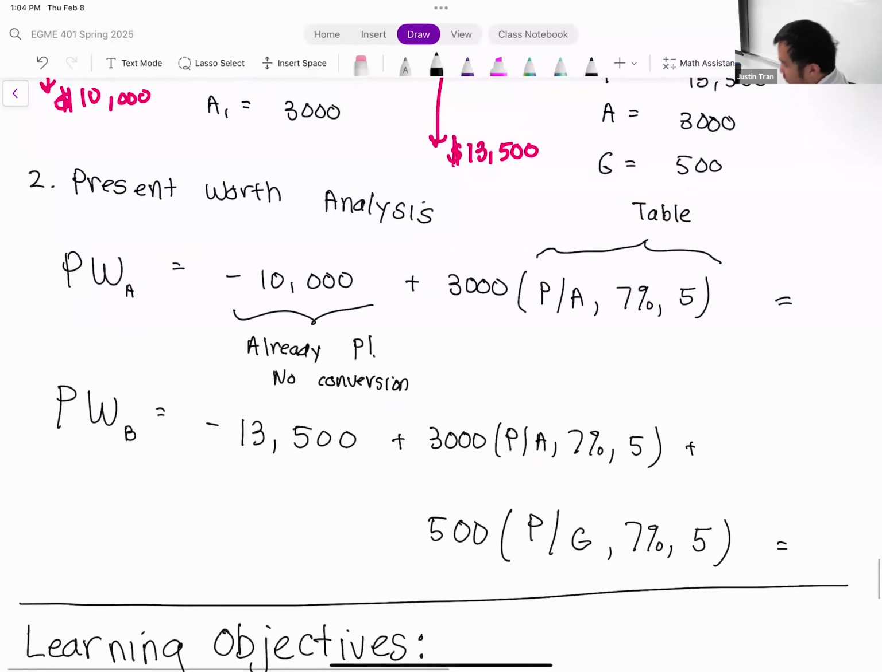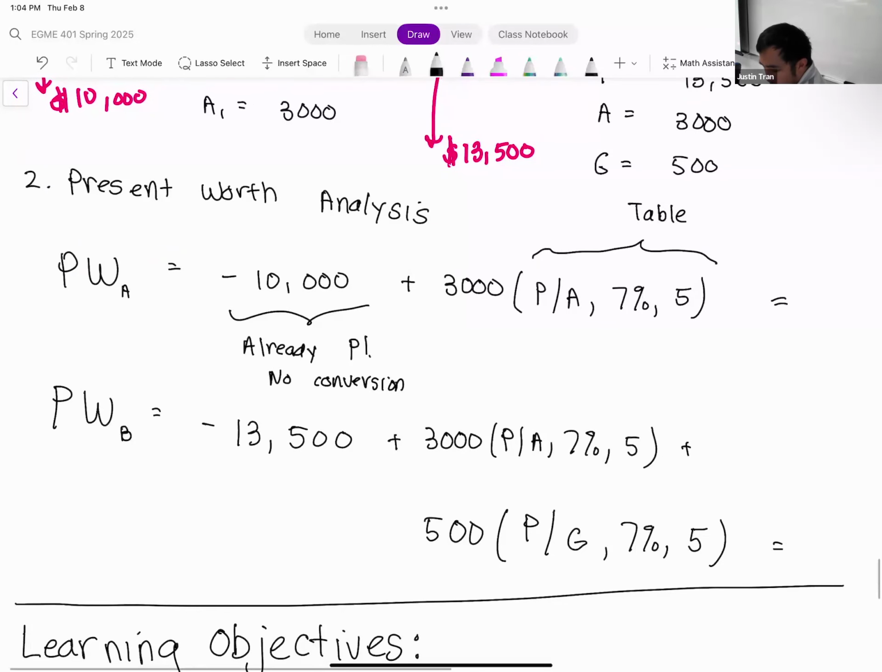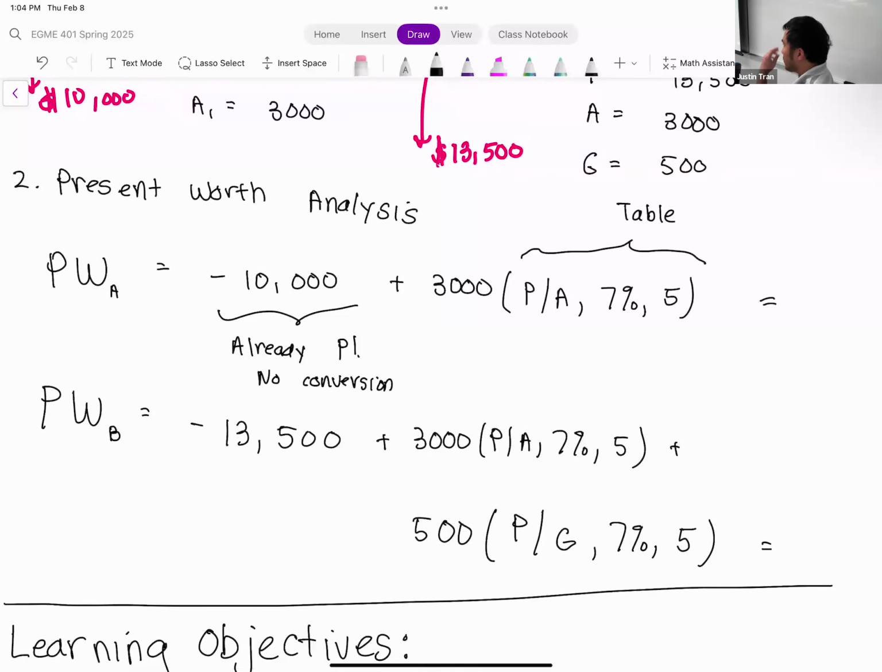All right, and so the last thing we did before we left on Tuesday was we set up their present worth equations. Okay, and so when a problem asks you to compute their present worths, basically you're going to convert all the cash flows for that option into a present sum. All right, so for instance, for machine A, you can see here that we have two cash flows.